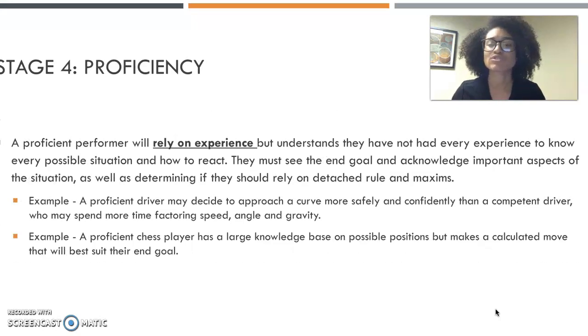Stage 4 is proficiency, where we're relying on experience, but understanding that each experience is unique. So an example of a driver would be approaching a curve more safely and confidently, whereas a competent driver may spend some more time approaching that situation. A proficient chess player may have a larger knowledge base, and they'll be able to make calculated moves based on their goal.